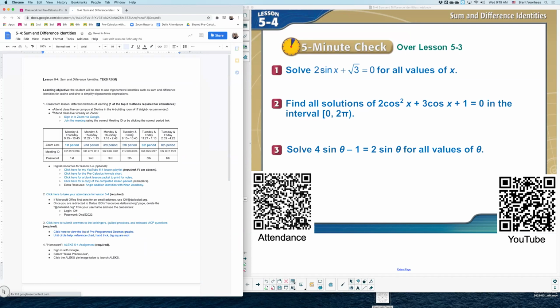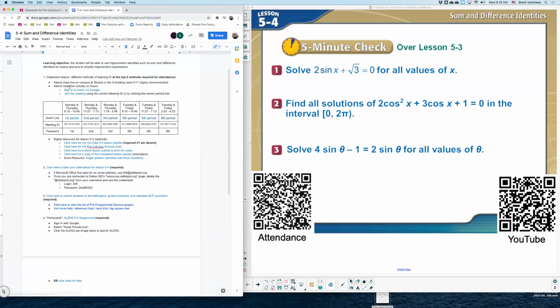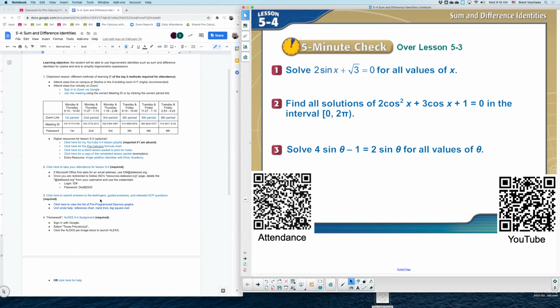But I do know this. If you're listening to me live, you're taking care of number 1, attending class. I will put this on the YouTube lesson later on, but these are the 2 preferable ways of attending class, either through Zoom or here in person. Fill out the attendance link, which is also shown right here on this side of the screen. And then open up your bell ringers.